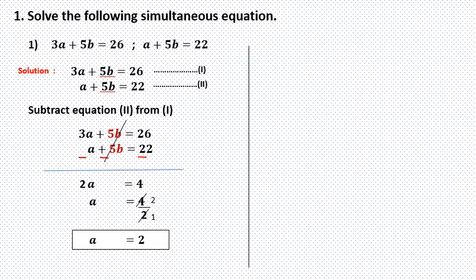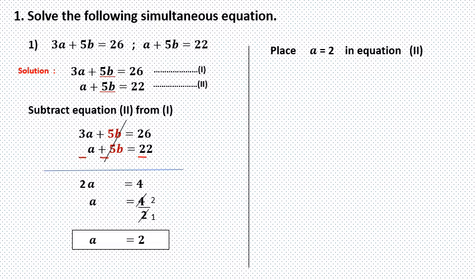So we will put the value of a in any one equation, either equation number 1 or equation number 2. But always prefer that equation which is more simple. So equation number 2 is more simple than equation number 1. So we will place the value of a in equation number 2. So write a equal to 2 in equation number 2.